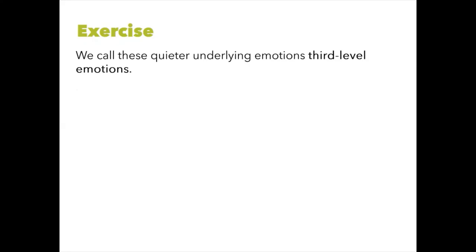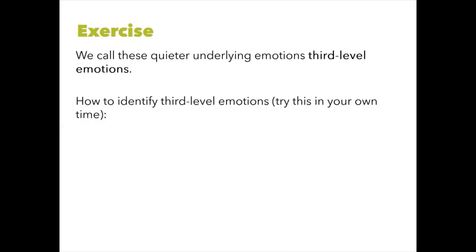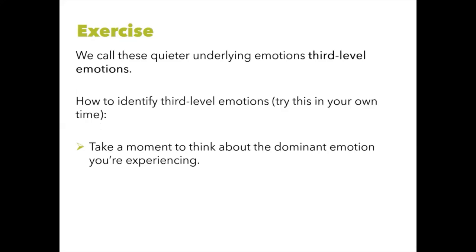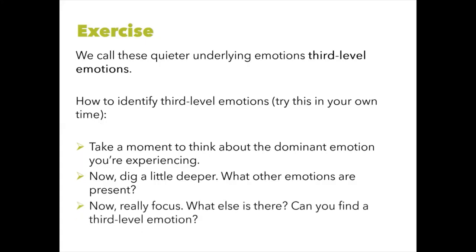Writing is a process that can help you delve deeper and unearth those third level emotions. So try the following in your own time. Take a moment to think about the dominant emotion being experienced. In my case, I will use nostalgia again. Now, dig a little deeper. What other emotions are present? For me, as well as nostalgia, I'm noticing there is impatience. And now, really focusing, what else is there? Look for that third level emotion. For me, when I focus on it, behind nostalgia and impatience, I find a hopefulness.